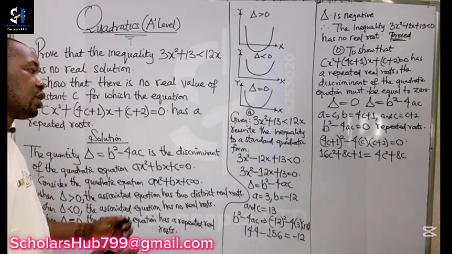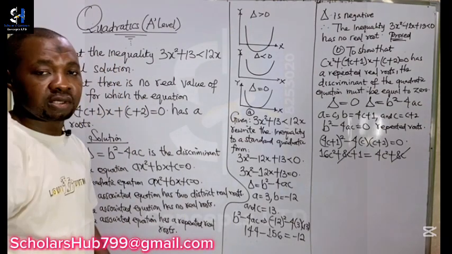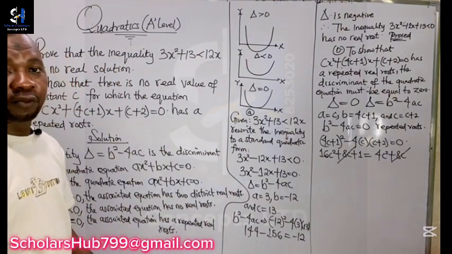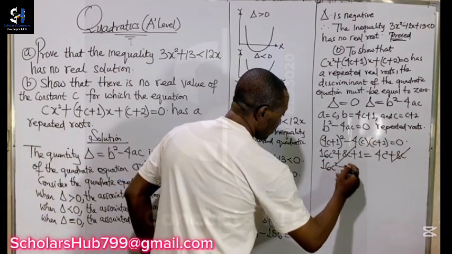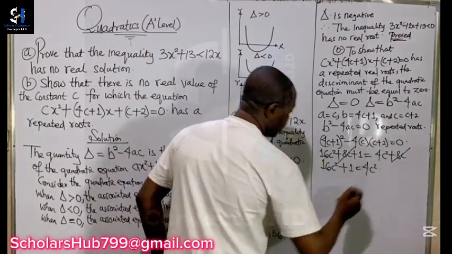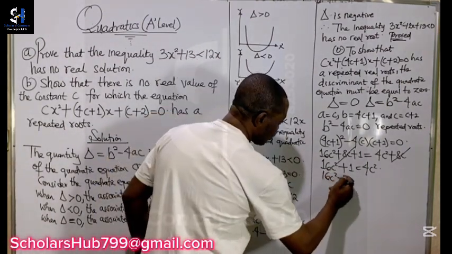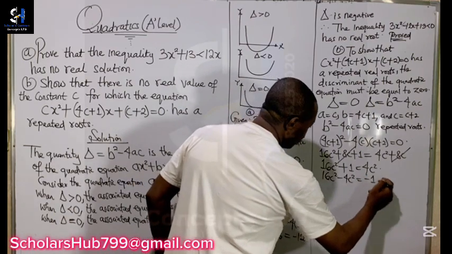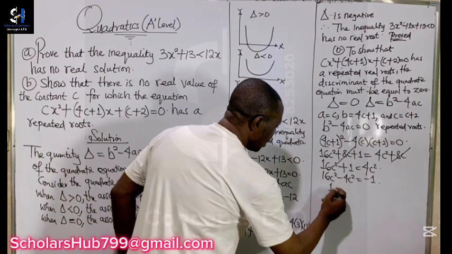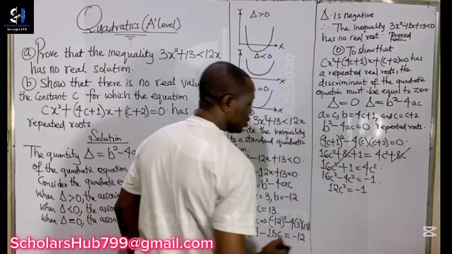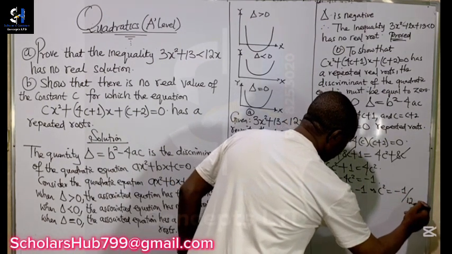Now we can combine like terms. We have 8c on both sides, so we cancel out. That is, when we subtract 8c from both sides, the equation reduces to 16c squared plus 1 equals 4c squared. Combining like terms, we have 16c squared minus 4c squared equals negative 1. So we have 12c squared equals negative 1, so that c squared will be equal to negative 1 over 12.